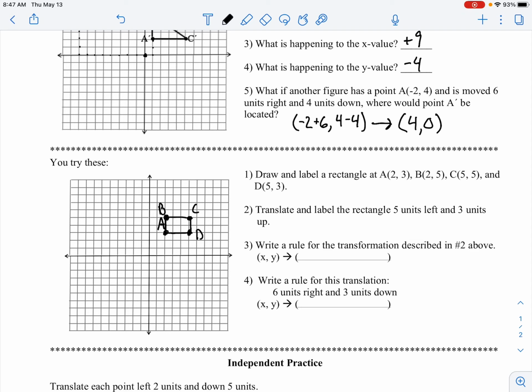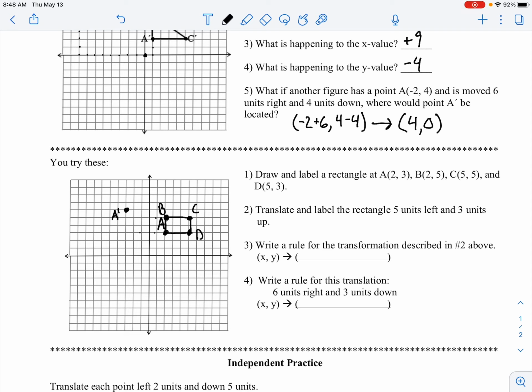5 units left and 3 units up. So that means every point we're going to go 5 units left and 3 units up. So from A, we're going 1, 2, 3, 4, 5, 1, 2, 3. So here is our new A, which we will call A prime.